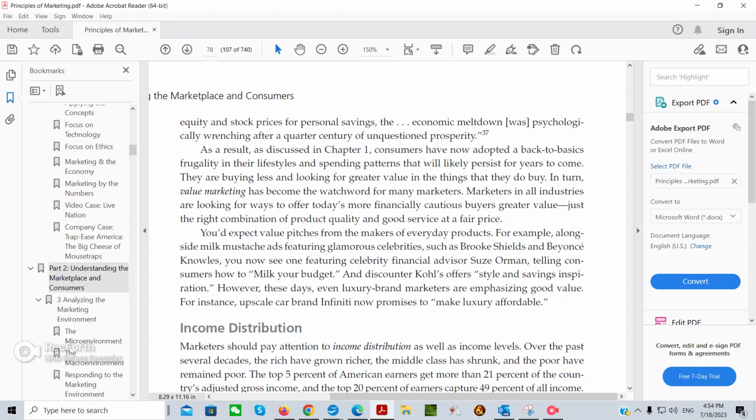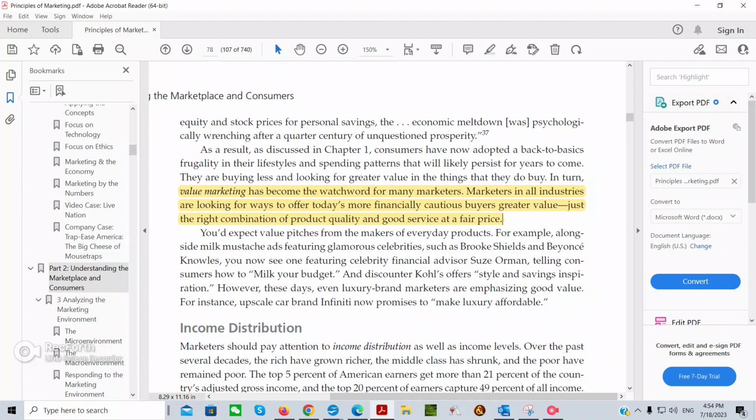Referring back to chapter 1, consumers now have adopted a back to the basics frugality in their lifestyles and spending patterns that will likely persist for years to come. They are buying less and less for greater value in the things that they do buy. In turn, value marketing has become the watchword for many marketers. Marketers in all industries are looking for ways to offer today's more financially cautious buyers greater value, just as the right combination of product quality and good service at a fair price.